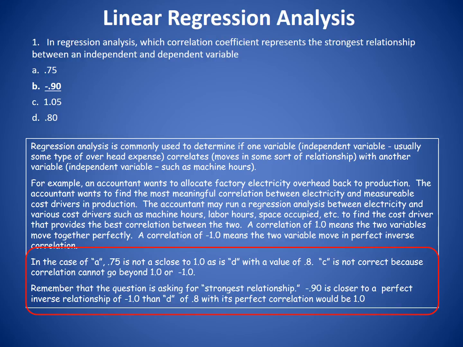Okay, so in this case, -0.90 is closer to a perfect inverse relationship of negative 1.0 than D, with the value of 0.8, which with its perfect correlation would be 1.0. So that's the answer to number 1.